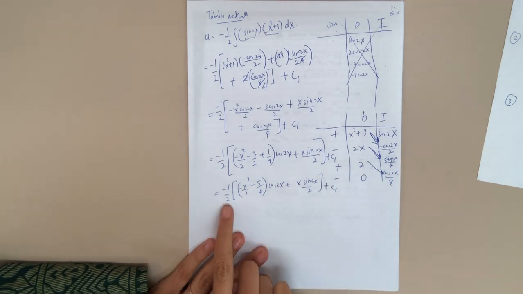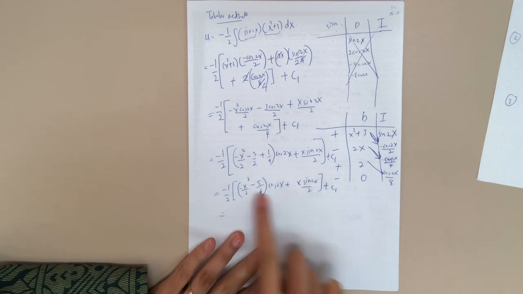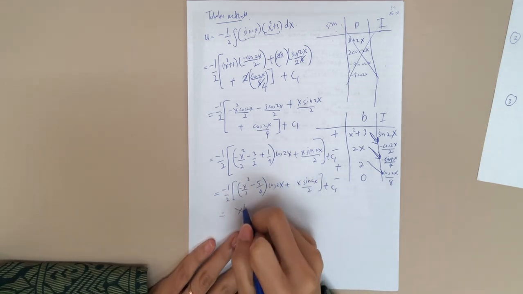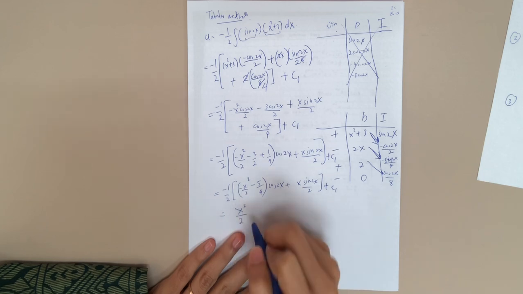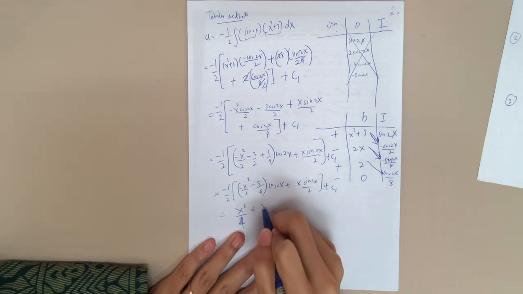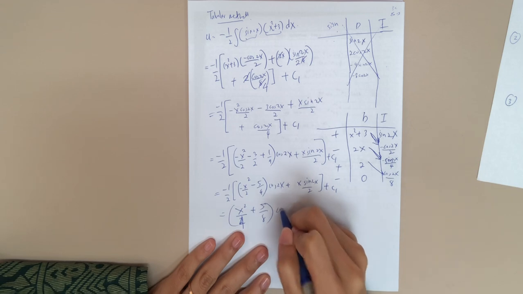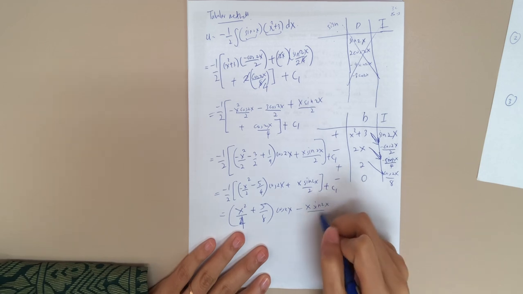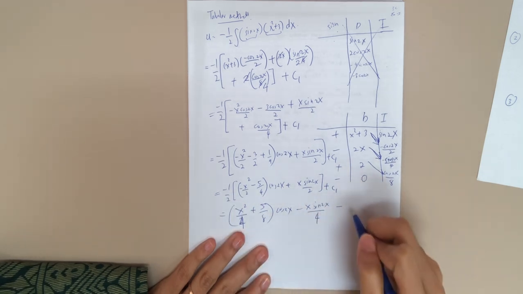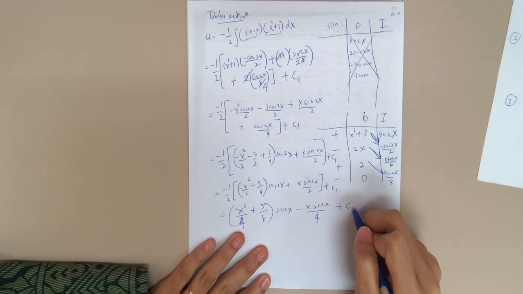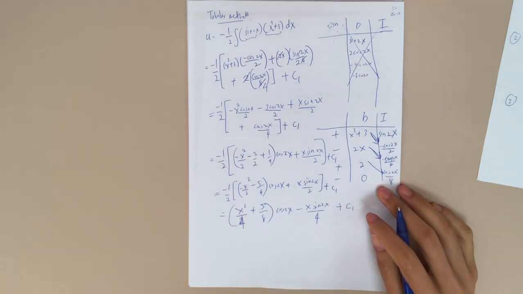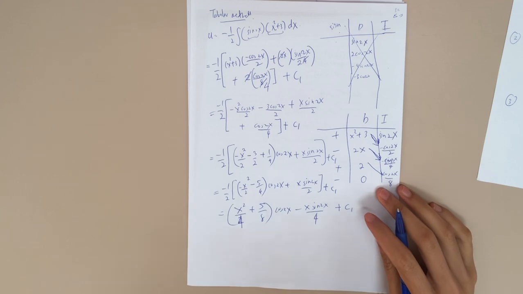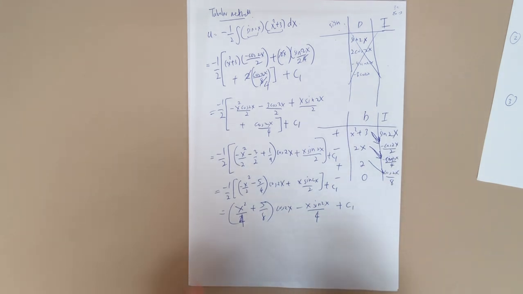Now I want to multiply the negative half outside with all the things inside the bracket. So it becomes x square over 2, negative negative so plus, over 4, sorry, over 4, plus 5 over 8. Close the bracket, so cos 2x, and then multiply with this, so minus x sin 2x over 4, plus C1. Alright, we stop here for now. There is nothing more we can do, so we just leave the answer like this.